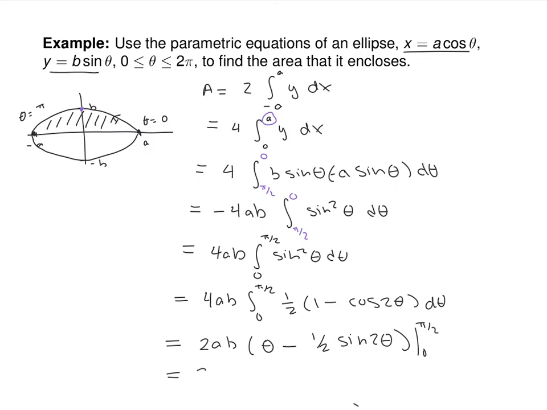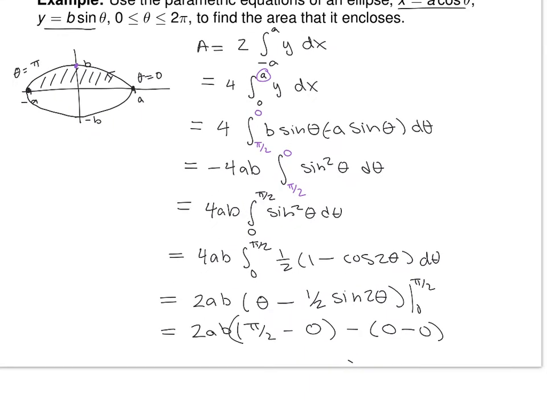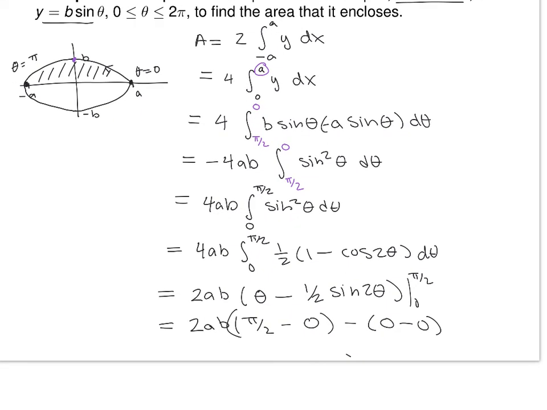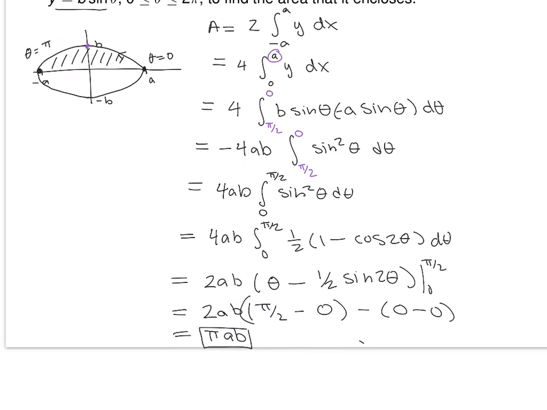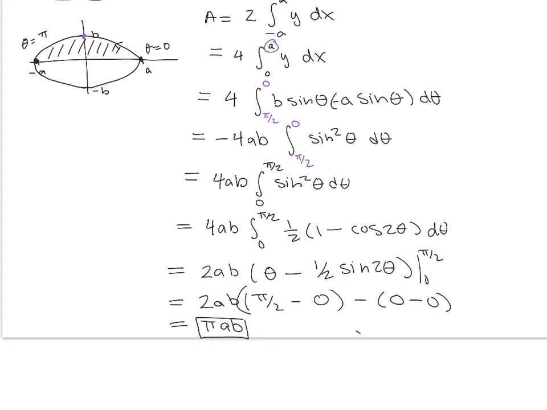Okay, so that's 2ab times pi halves minus sine of pi, which is 0. And then inputting 0, we're going to get 0 minus 0. So it looks like the area of an ellipse is just pi ab. And here is at least one additional reason, because this is what we just did, to believe that this is true.